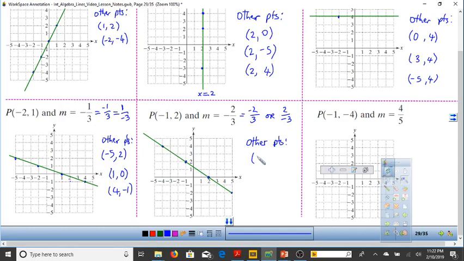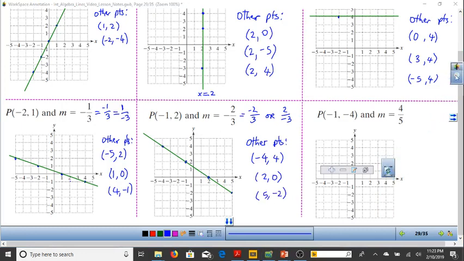So other points on this line are -4, 4; 2, 0; 5, -2. Any of those could satisfy. Let's go on to this point here.